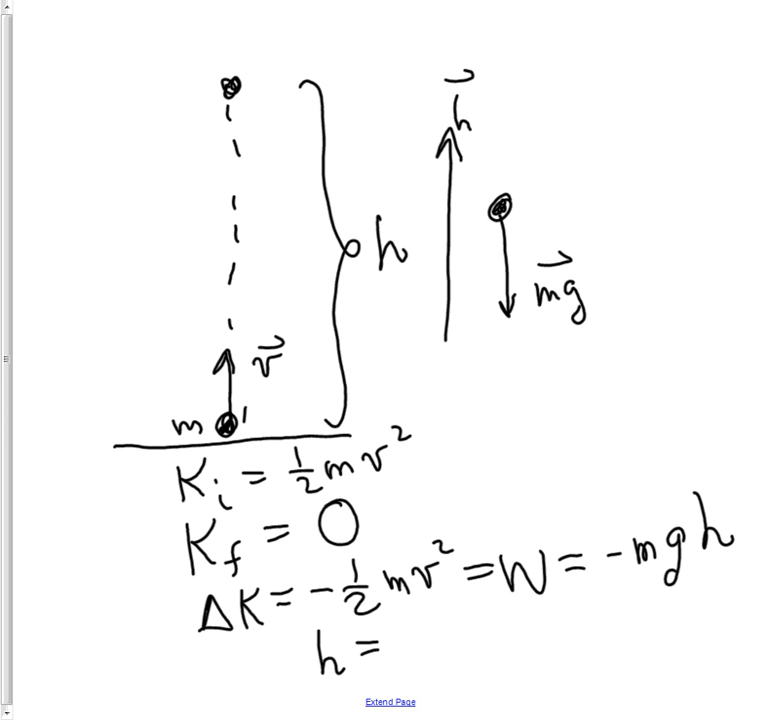m's cancel out, and so it's 1/2 v squared over g. And that's all there is to it. If you go back and solve this problem using kinematics or using Newton's second law, you'll find the same answer.